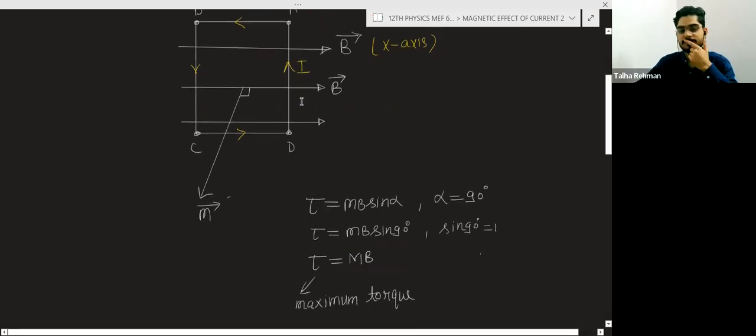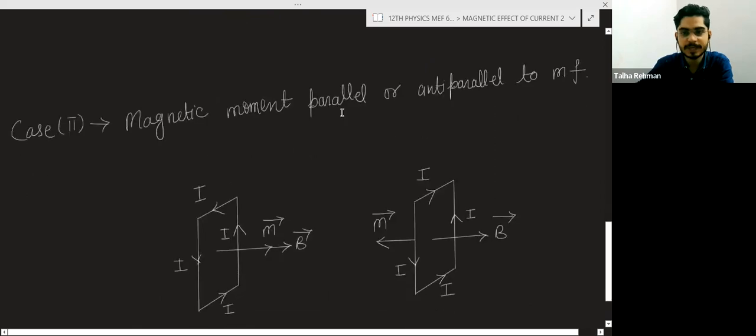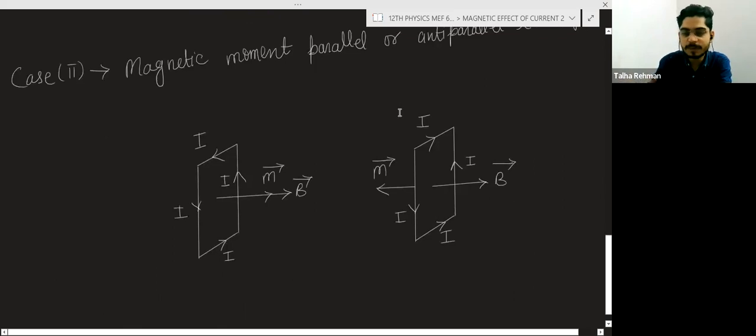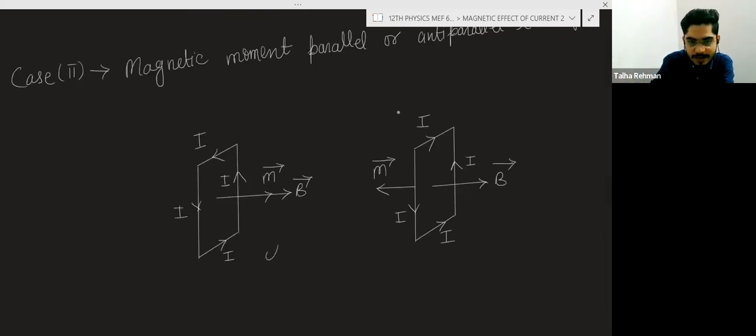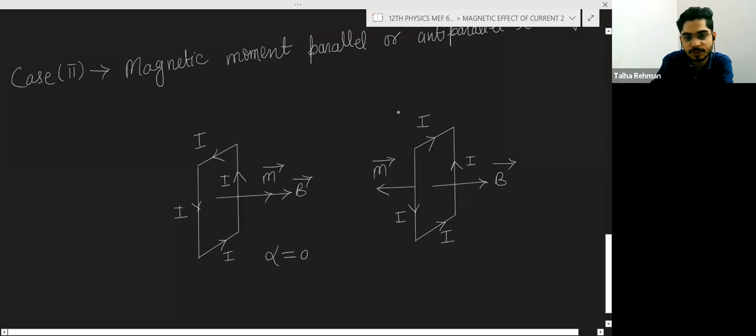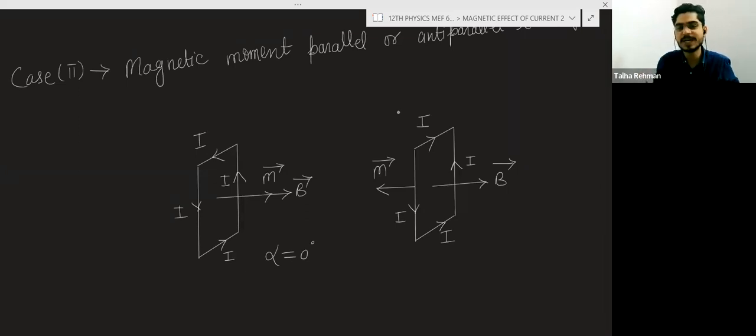Now second case. Second case is when the magnetic moment is parallel to the magnetic field or anti-parallel to the magnetic field. Parallel means here your alpha will be equal to 0 degree, and anti-parallel means the direction of the magnetic field and the magnetic moment are opposite. So this is the case of parallel, and this is the case of anti-parallel.